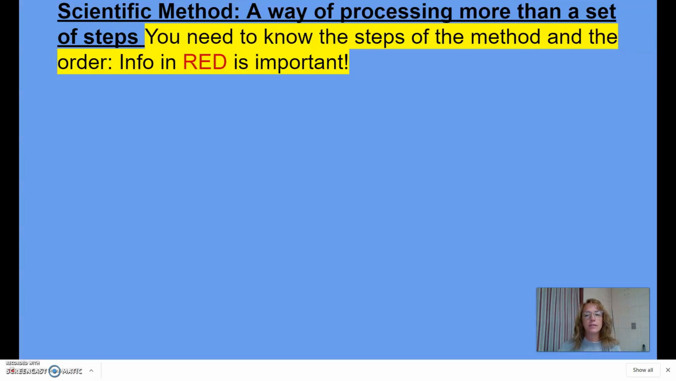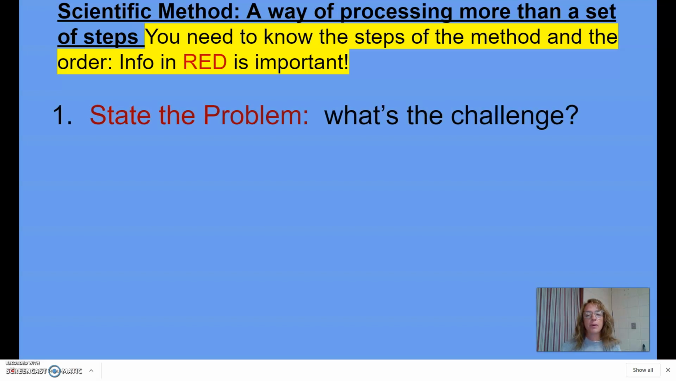All right, here we go, scientific method. You need to know the steps of the method in order. Not a huge deal, but it's easy to remember that way. Everything that's in red is important, and you need to be able to not only know the steps, but know what they are and how to find them.